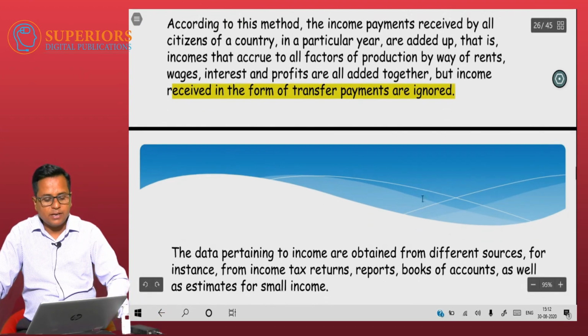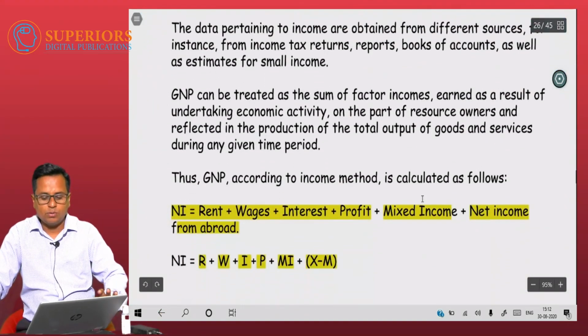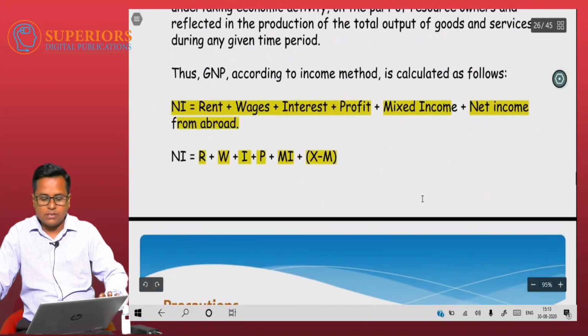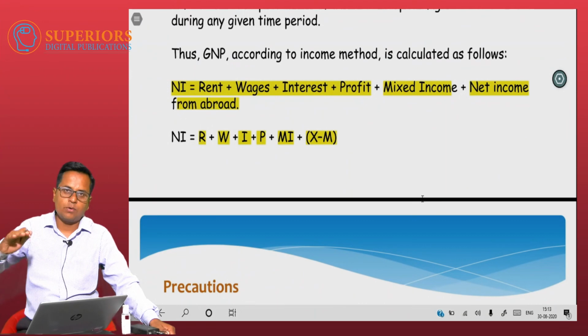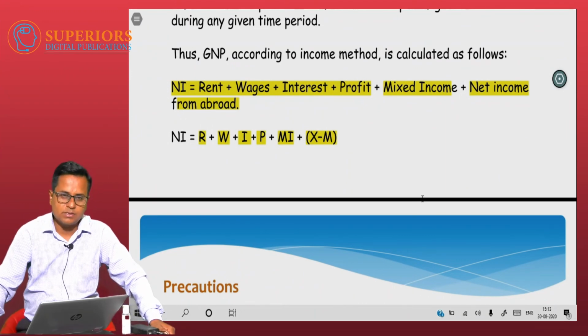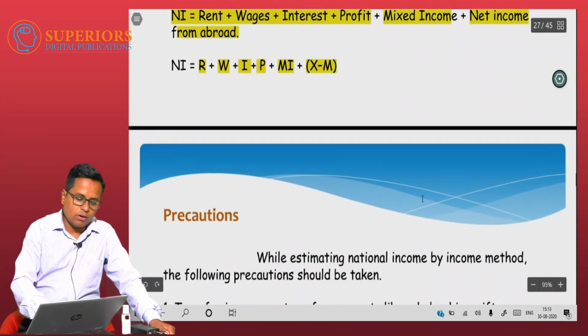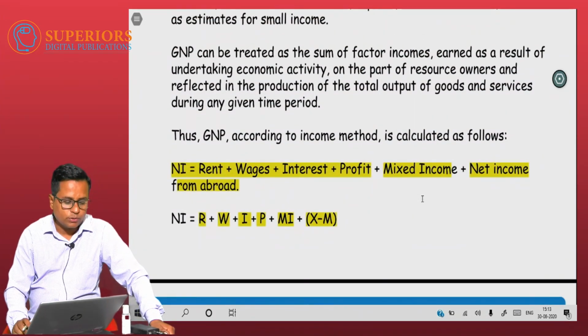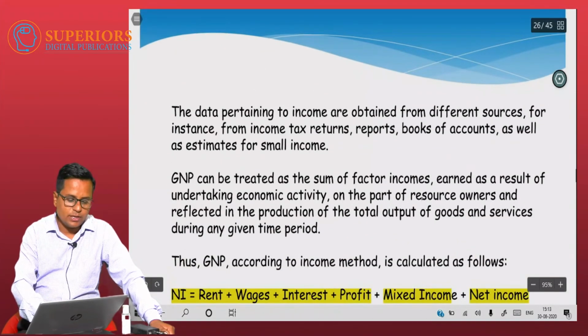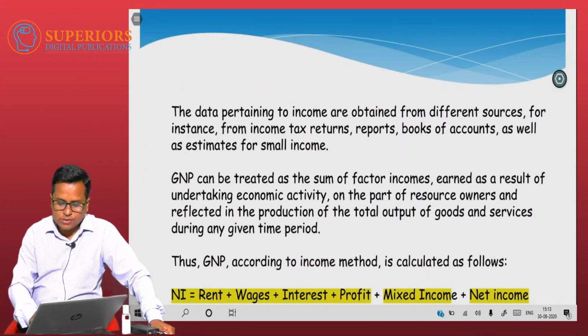These are also transfer incomes, and these are not added to the national income. Why? Because due to such transfer income, the real output of the economy doesn't increase. That is not contributing anything else to the national output. Therefore, that is not added to the national income.